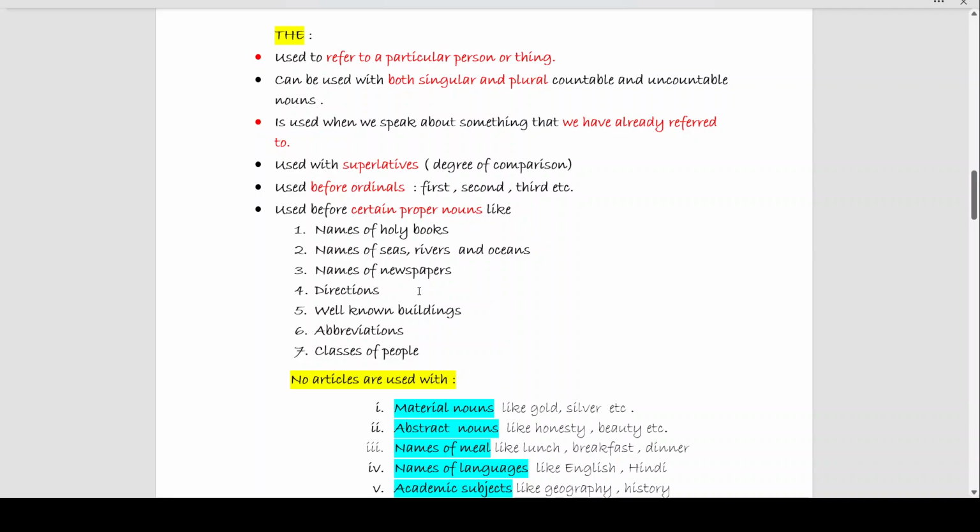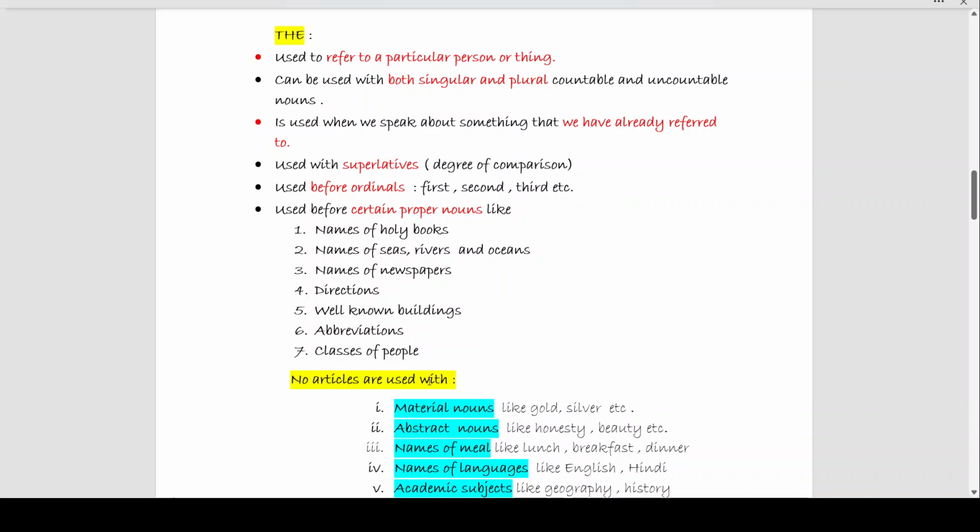Directions, like the east. The sun rises in the east. Before directions also we will use the definite article "the". The sun sets in the west. Well-known buildings, like the Gateway of India, the Red Fort, the Jama Masjid. Abbreviations, like you can say "an MP". Abbreviations I'll tell you in the coming examples.